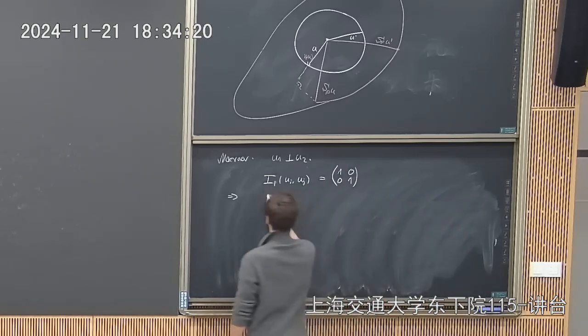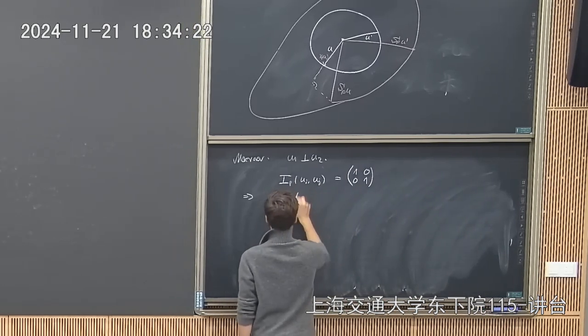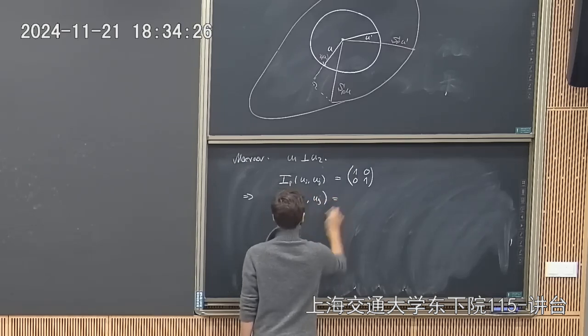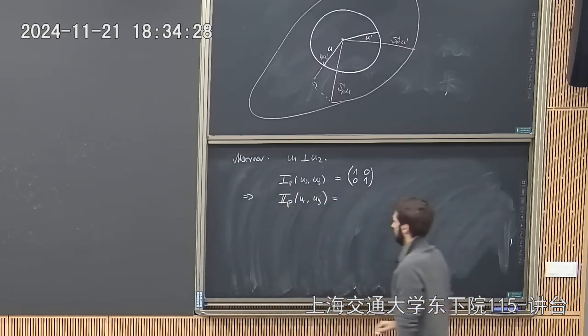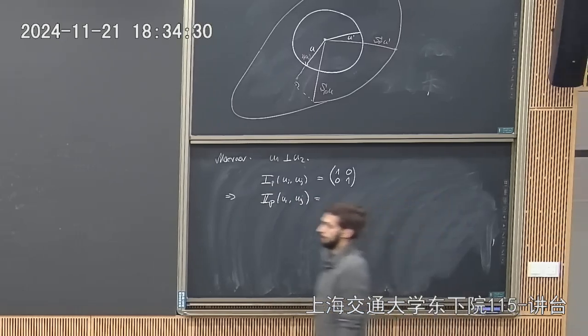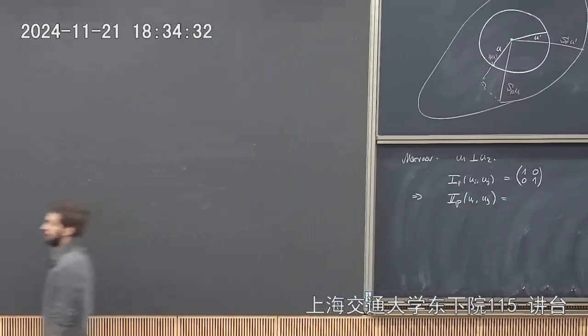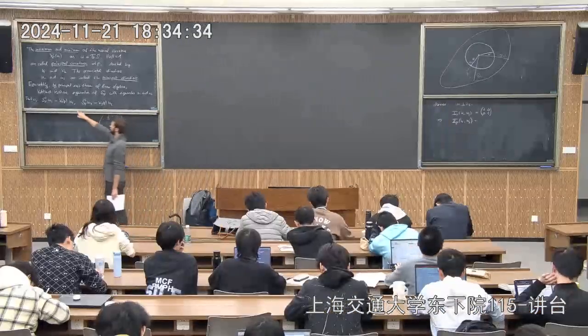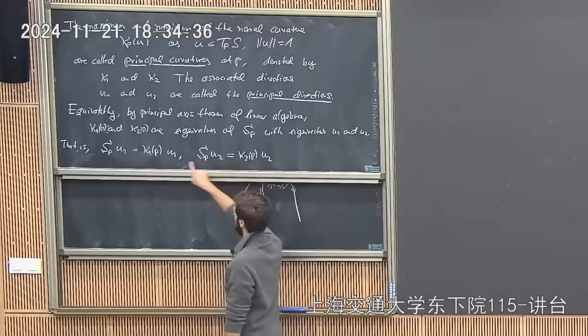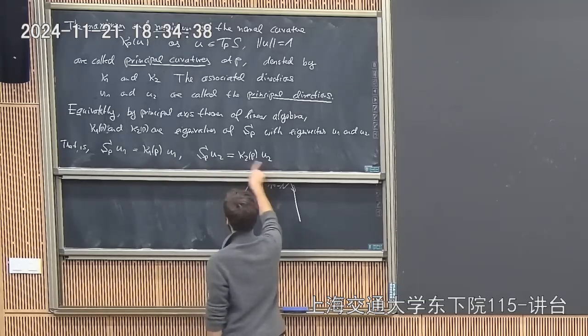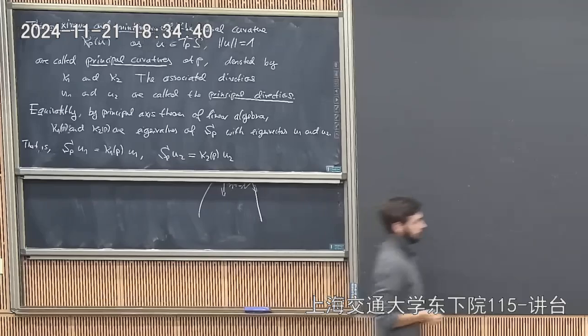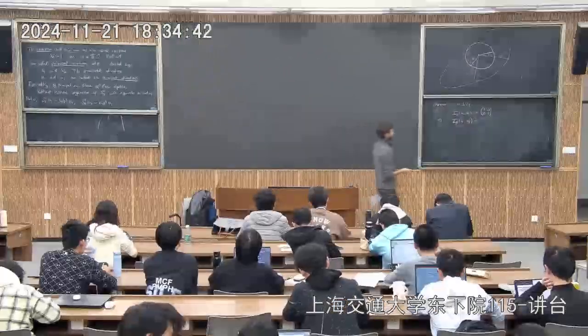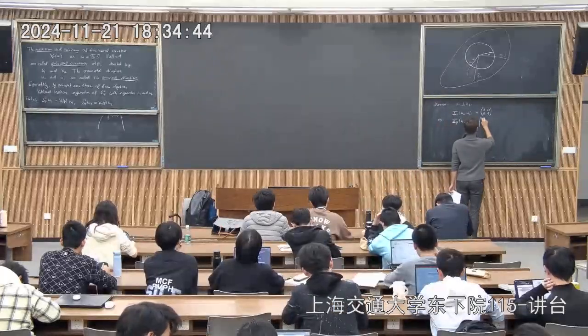And moreover, if you plug these vectors into the second fundamental form, because they have the property that they are u1 and u2 times the vectors, and they are orthogonal, what we see is that the matrix we get is also particularly simple.